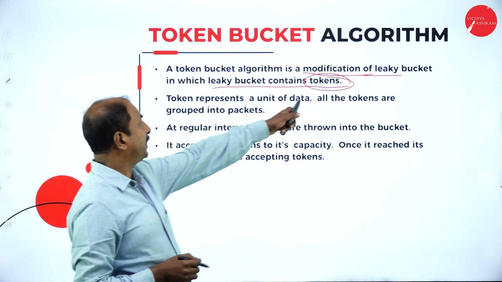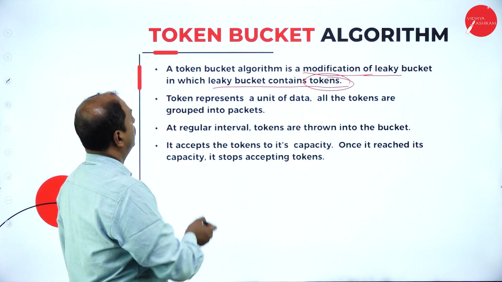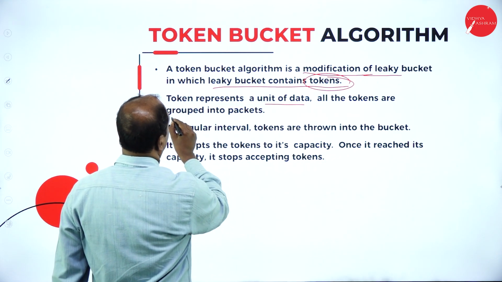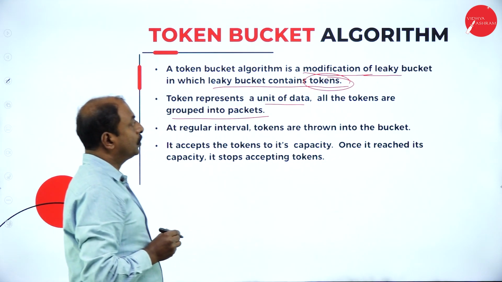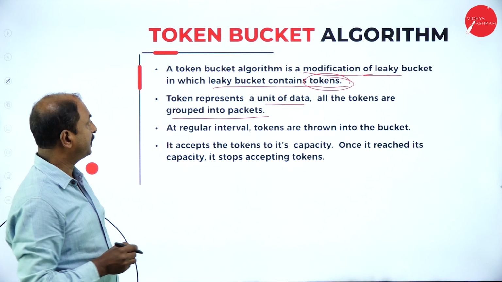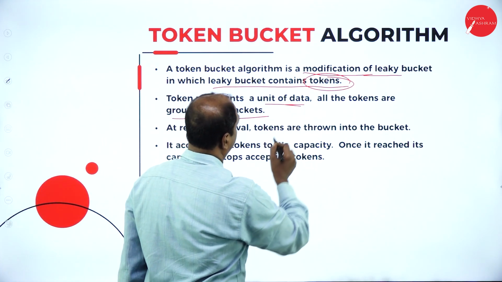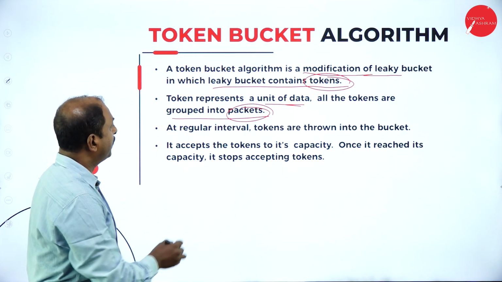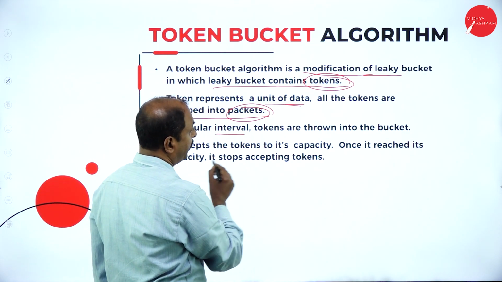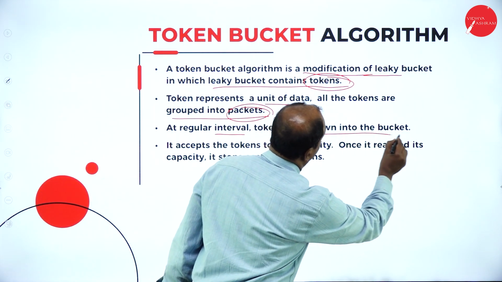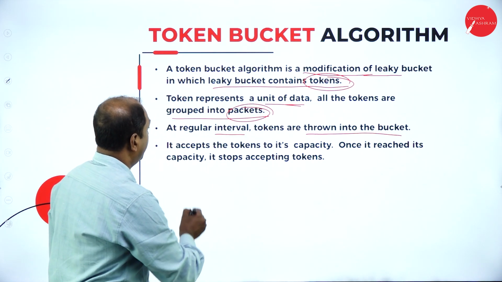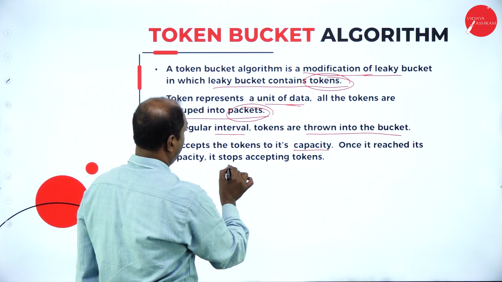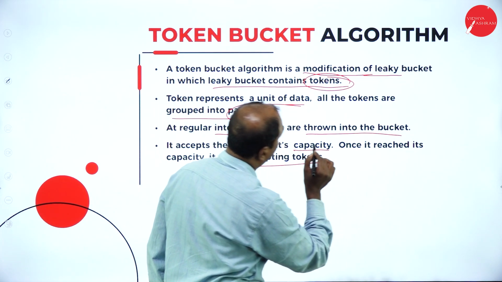So the bucket contains a number of tokens. A token represents a unit of data. All the tokens are grouped into packets. So what are tokens? Tokens are nothing but a unit of data, and all the tokens are grouped into packets. At a regular interval, tokens are thrown into the bucket and it accepts the tokens up to its capacity. Once it reaches the capacity, it stops accepting tokens.